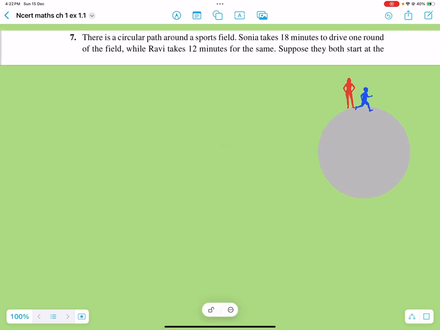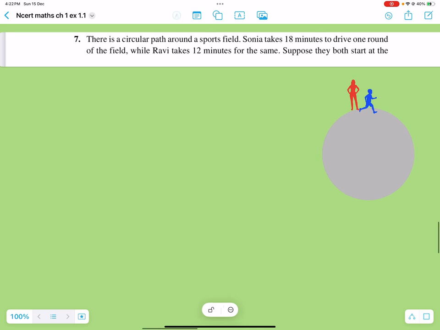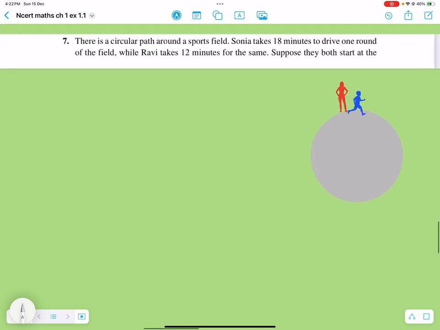Cool. So it says there is a circular path. So let's say there's a circular path around a sports field. Sonia takes 18 minutes to drive one round of the field, while Ravi takes 12 minutes for the same. Suppose they both start at the same location. So we need to find out after how many minutes they will meet.